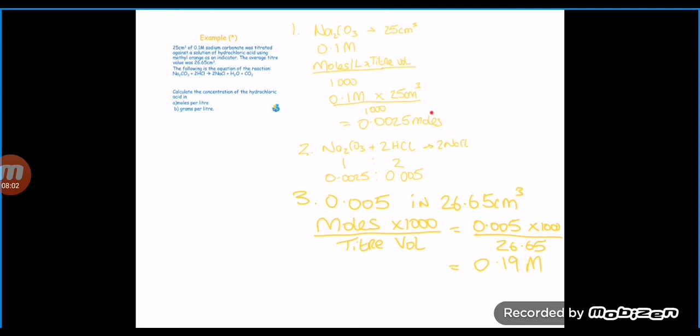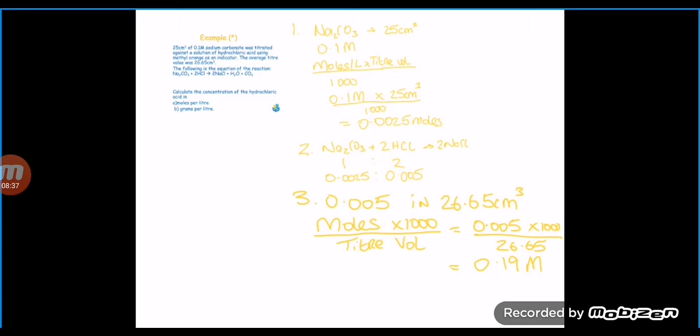Step 1 is linked with finding the moles of your standard solution in your titration volume, or in the volume of it that you will use, which is 25 centimetres cubed. The second part is to find the moles in your titration volume of your unknown, which is our acid here. So I calculated that it was 0.005 moles in 26.65 centimetres cubed. And step 3 then is to find the moles of your unknown in moles per litre. So that's done using this formula here.